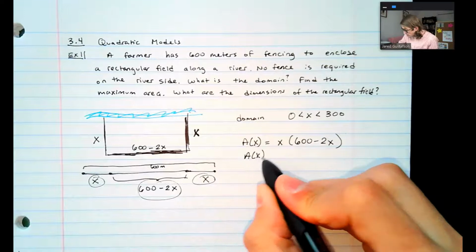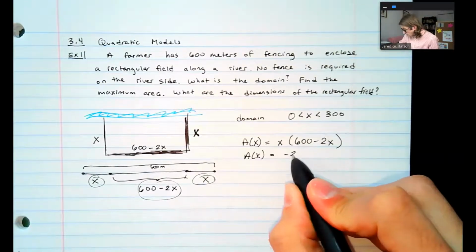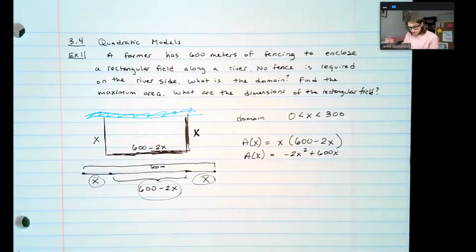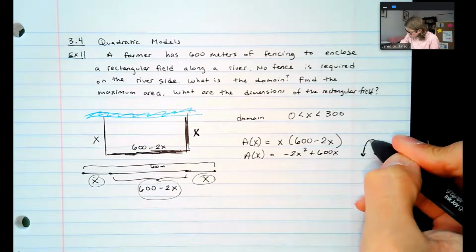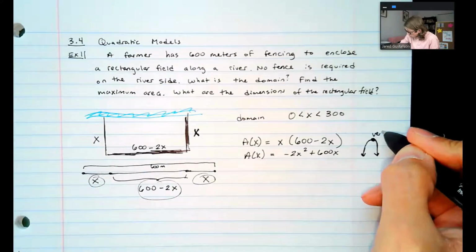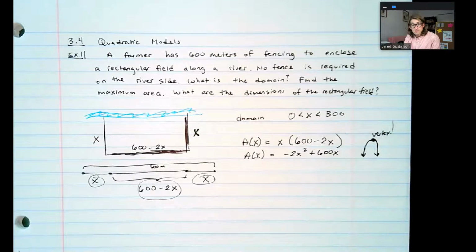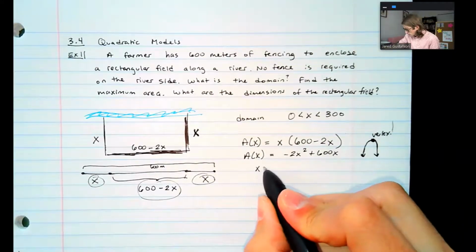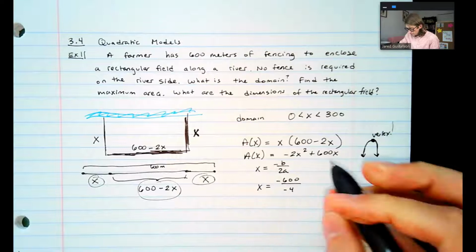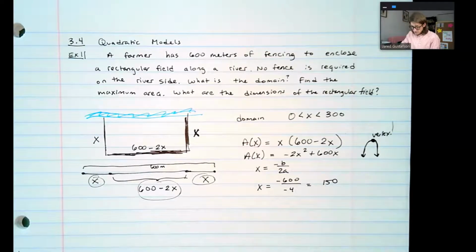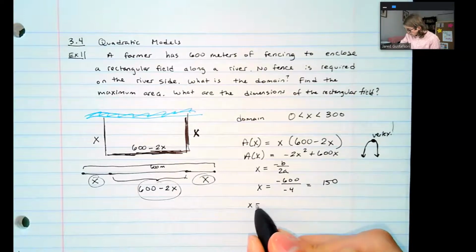So to maximize the area, let's distribute that x. I'm going to actually flip the terms around just for the fun of it. How do we find the maximum for something quadratic? I want you to think about this graph right here. Where is its maximum? The vertex. We're going to use this to find the vertex, which we talked about last week, or you watched me do last week. Opposite of b over 2a. Negative 600 over negative 4 equals 150. So it looks like our x value is 150.